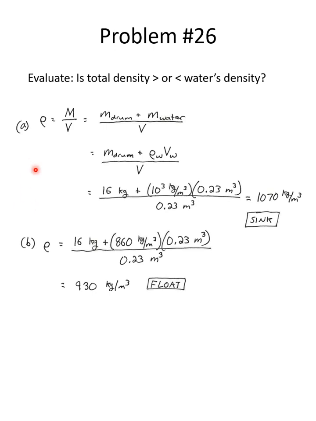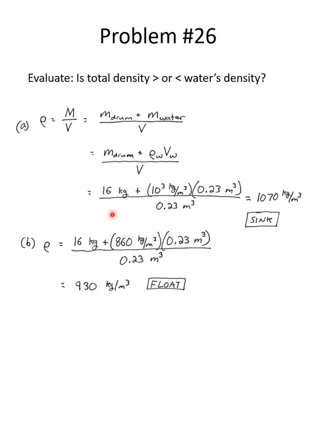The density, and we want to see is it greater than 1,000, is mass divided by volume, total mass. I've used a capital M there. So what is the total mass? It's the mass of the drum plus the mass of the water divided by the volume. We're not given the mass of the water, but the mass of the water is going to be density of the water times volume of the water.